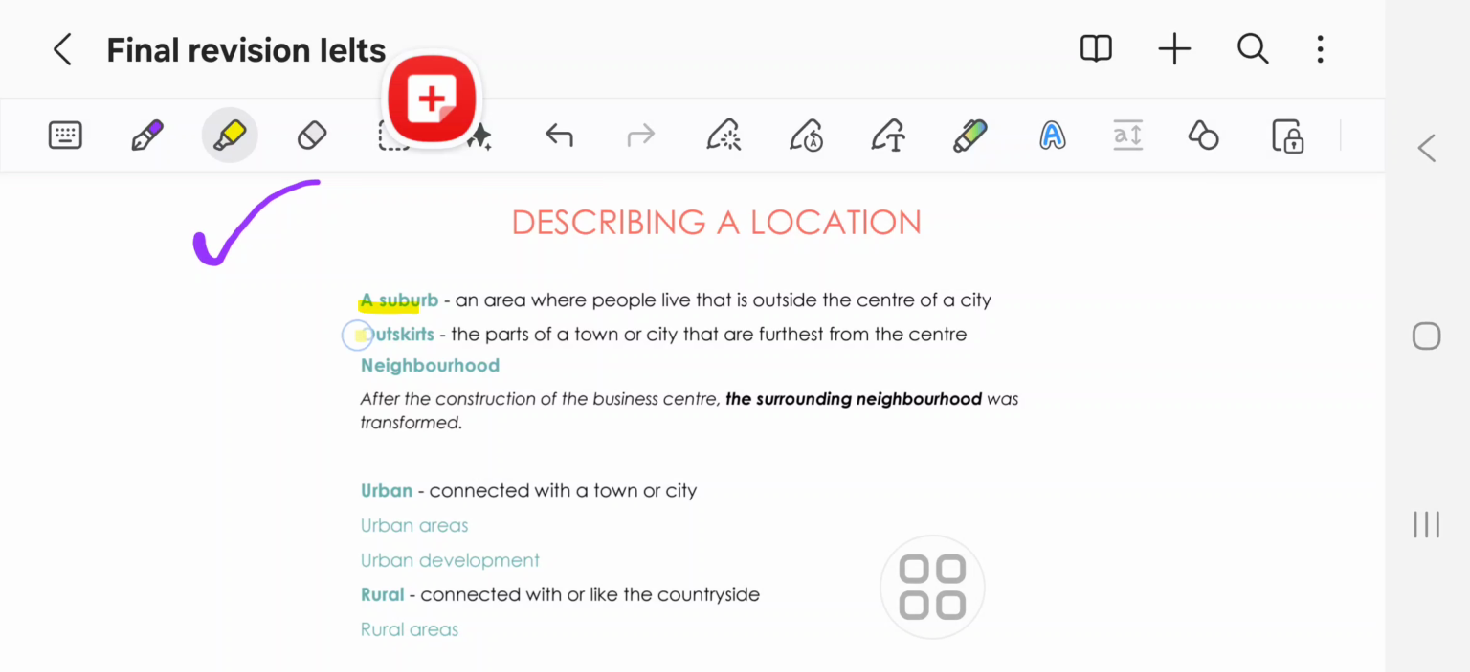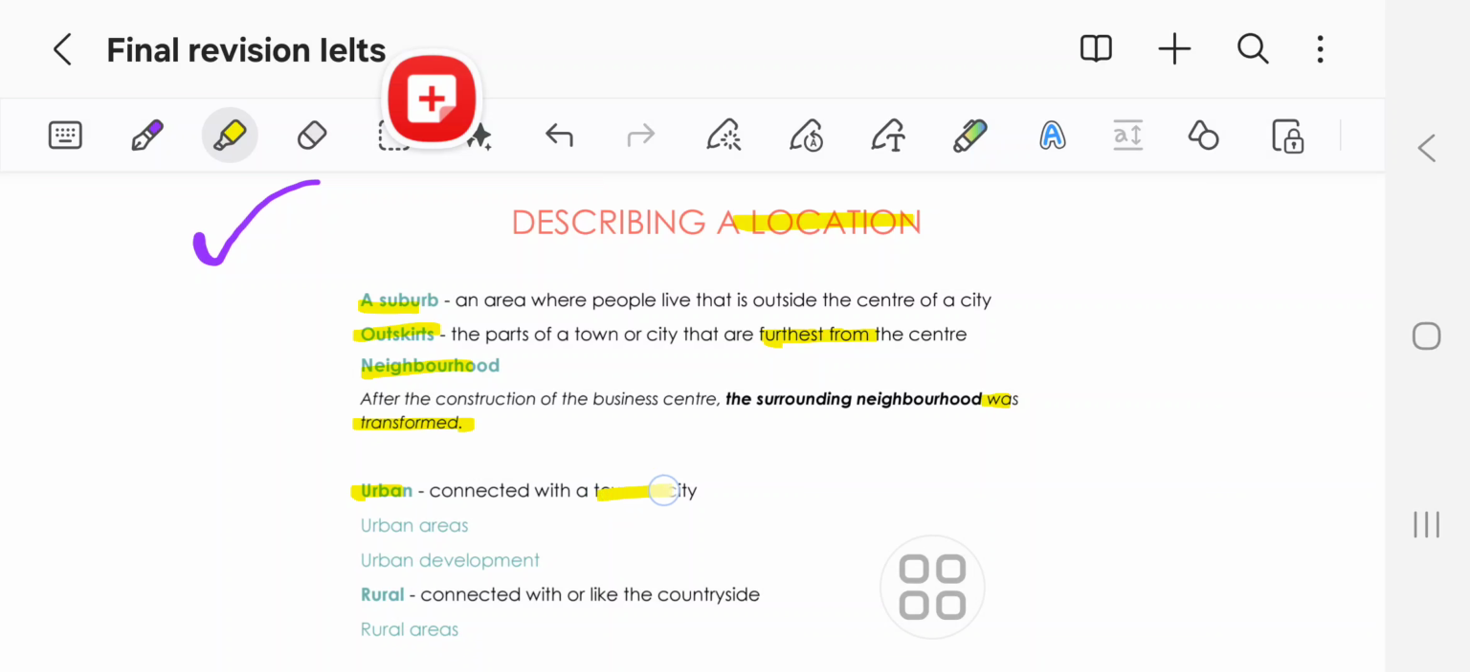Okay, a suburb, outskirts, neighborhood. Describing a location, the area where people live that is outside the center of the city, that's a suburb. The part of the town or city that is furthest from the center. After construction of the business center, the surrounding neighborhood was transformed.